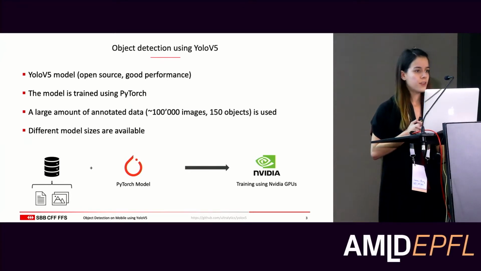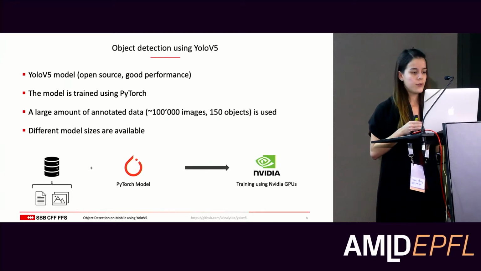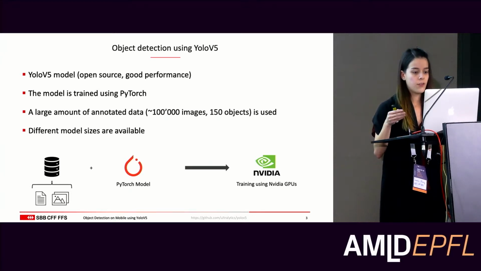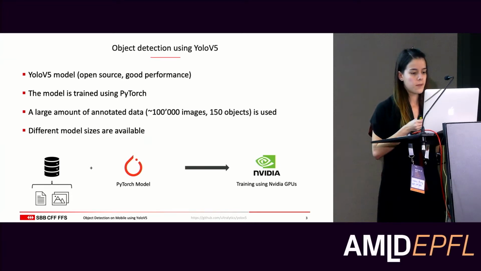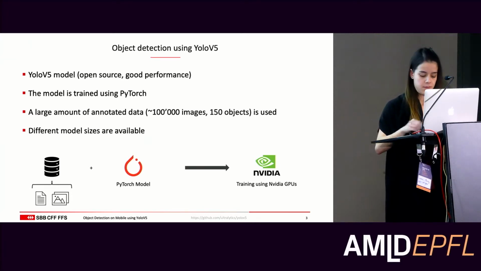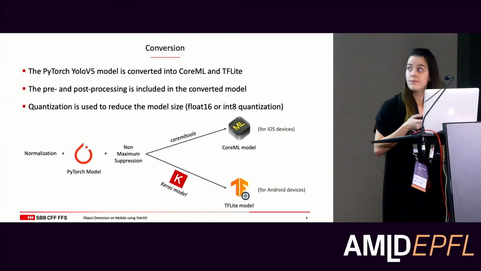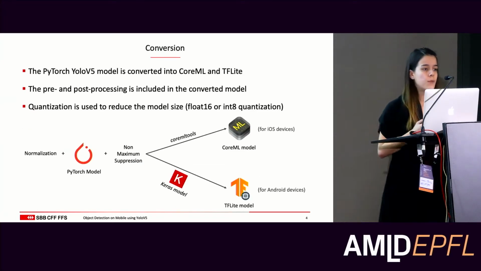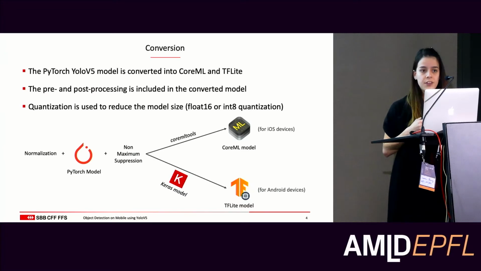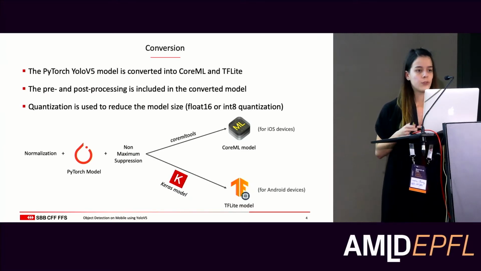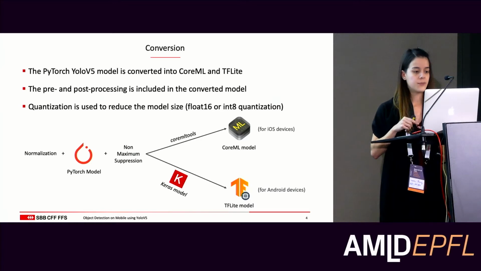The YoloV5 model comes in different sizes, which will be important later on when we choose which size we would actually use on which mobile. Then once we have a trained model, we need to convert it into a suitable format that can be used on an Android or iOS phone. For iOS devices, we use CoreML, and for Android devices, we use TF-Lite.